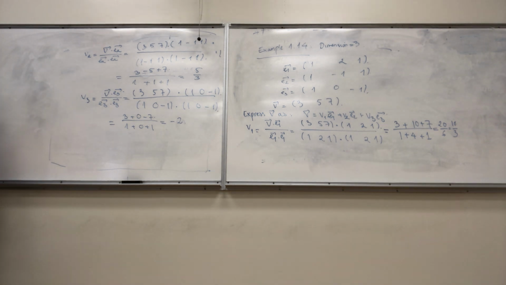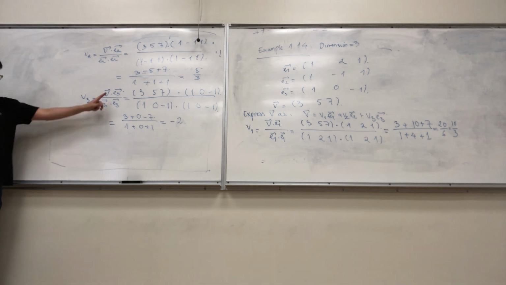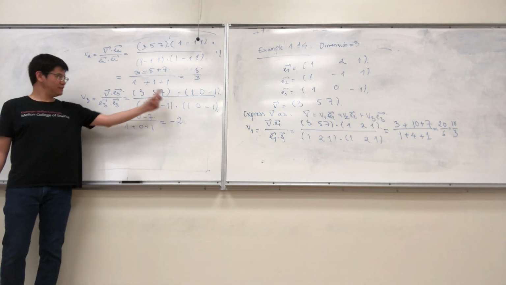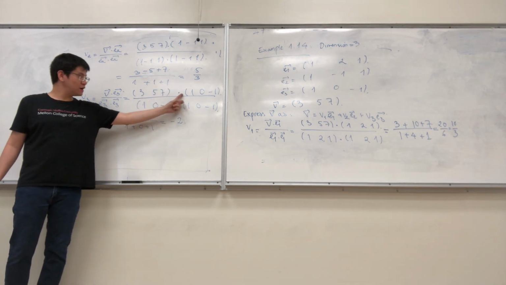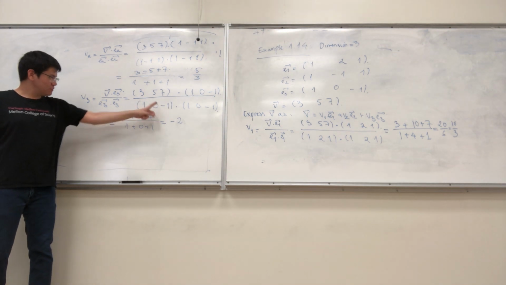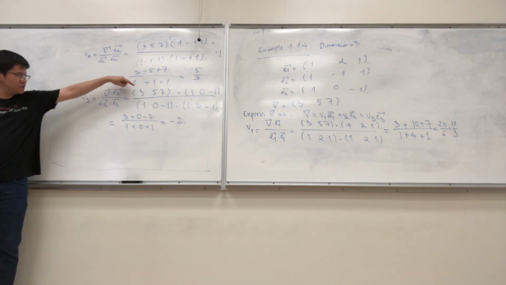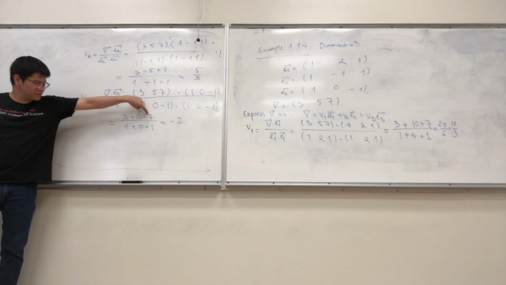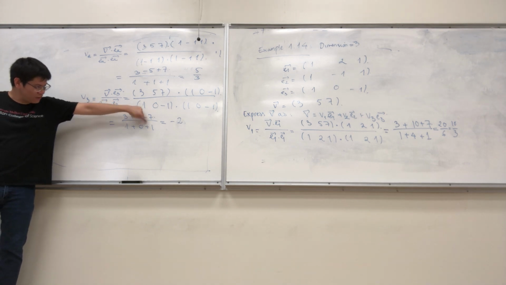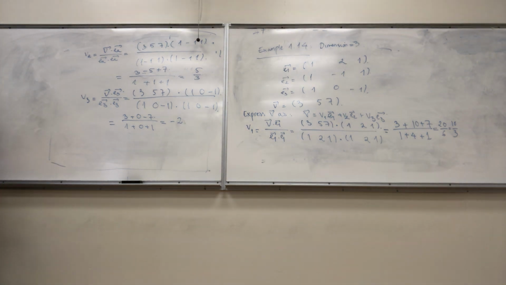All right? So V3 can be computed similarly. I only have V3 is V times E3 divided by E3 times E3. So I multiply (3, 5, 7) with (1, 0, -1) and divide by (1, 0, -1) times (1, 0, -1). So the first one gives me 3 plus 0 minus 7. The second one gives me 1 plus 0 plus 1. So this is minus 2. All right? So final answer is the following.